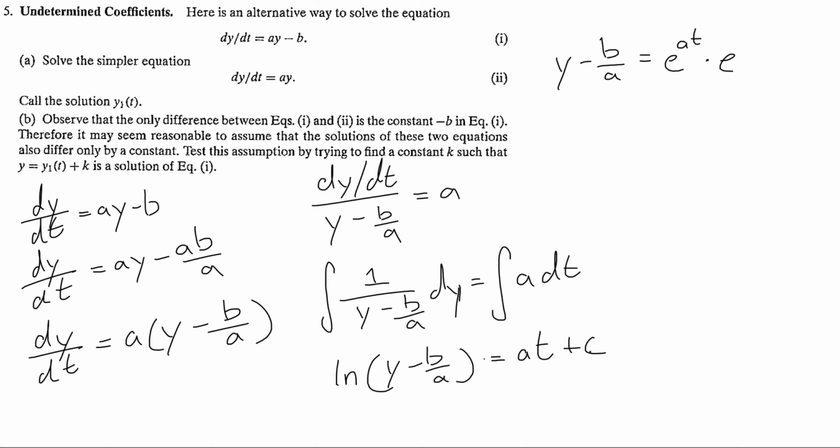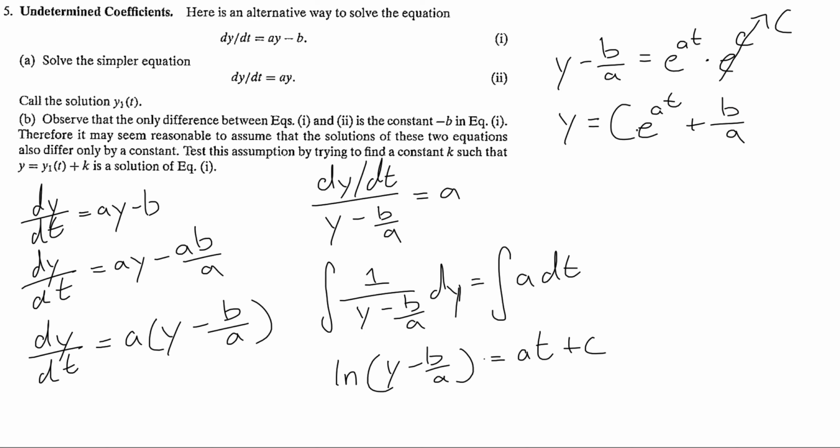Because remember, if you take the entire right side to the exponent of e, it's not going to be e to the at plus e to the c. It's going to be e to the at times e to the c. That's just how the property works, right? Now, this entire e to the c, we're going to just rewrite as c. So really what we end up with here is y is equal to c, the constant c, times e to the at plus b over a.